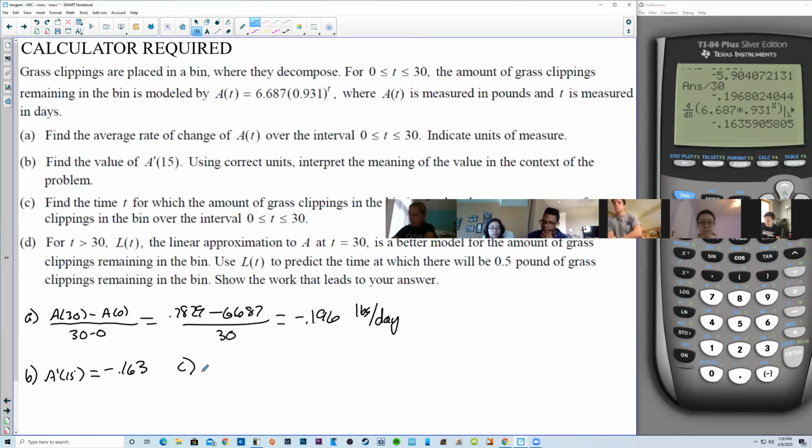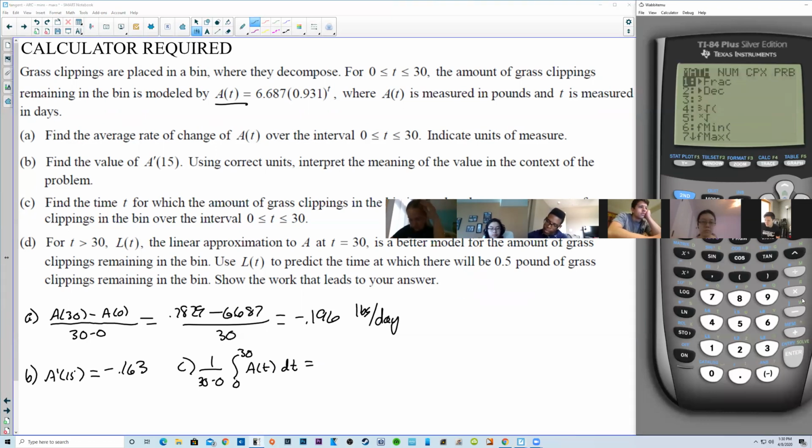Letter C, find the time t for which the amount of grass clippings in the bin is equal to the average amount of grass clippings in the bin over the interval 0 to 30. So we want an average value of A of t. So that's 1 over b minus a, integral from 0 to 30 of A of t dt.